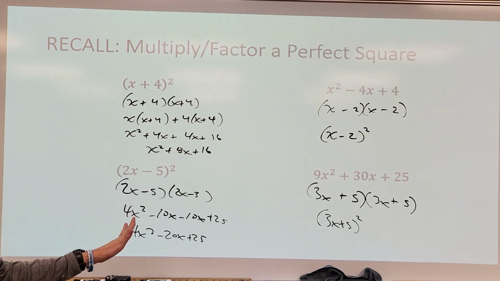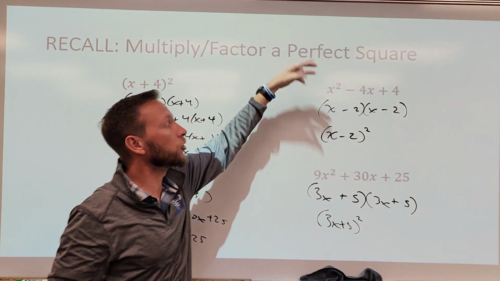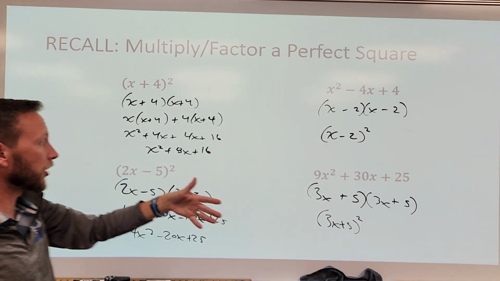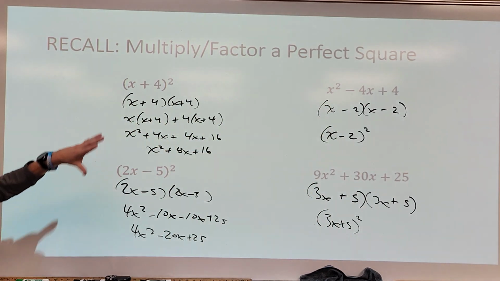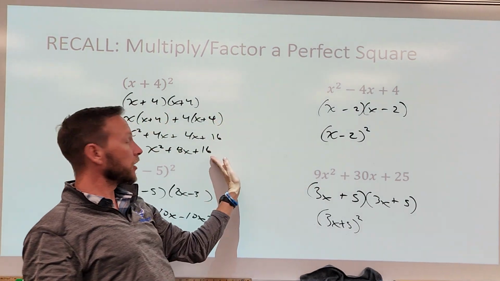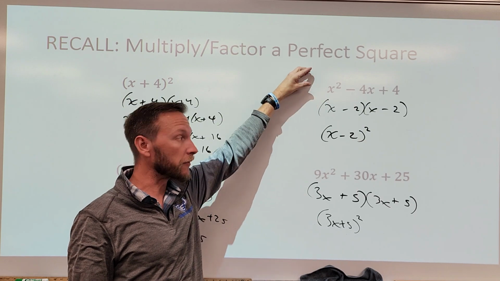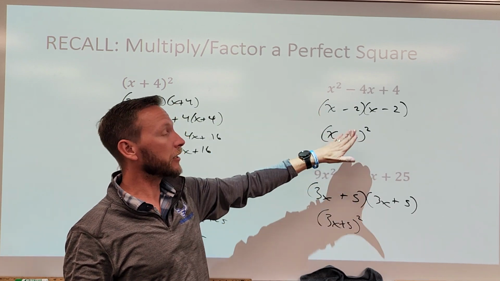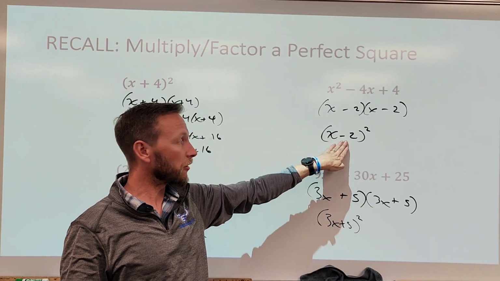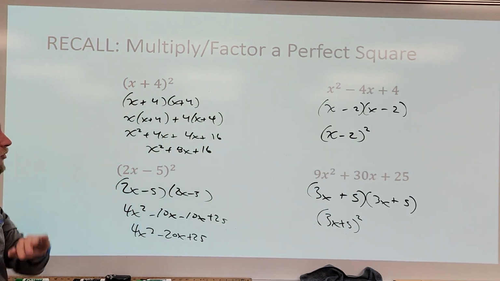So the reason why I'm showing you this is because we want to understand both the multiplication side and the undoing it, or the reversing it, the factoring side. How to get from a squared binomial to the trinomial that is a perfect square, or to take a trinomial that is a perfect square and factor it as the same linear factor times itself, all right? This x minus 2 squared, 3x plus 5 squared, 2x minus 5 squared, x plus 4 squared.